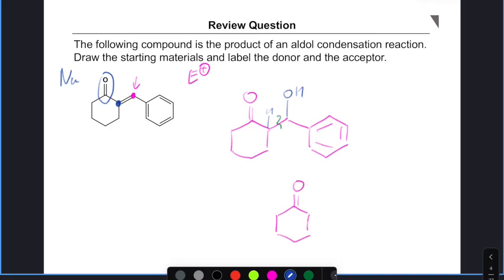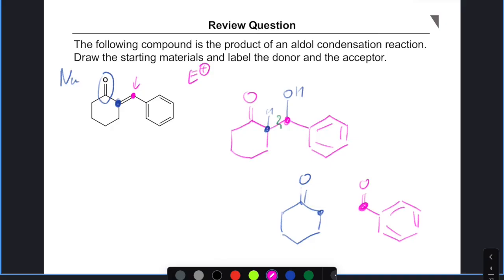Let's do my color coding correctly. The nucleophile would have been this fragment. That's my donor, where that carbon is that carbon, which is that carbon. And the electrophile would be simply this aldehyde. You're going back to that higher level. That carbon is that carbon, which is back to that carbon here.